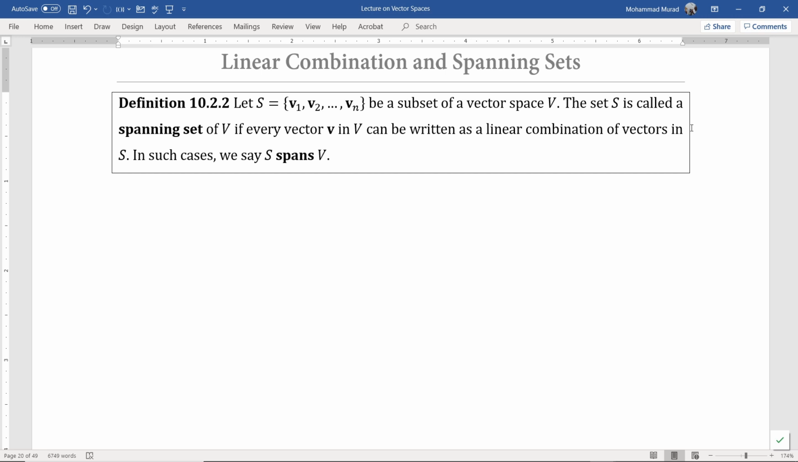Definition: let S be a subset of a vector space V. The set S is called a spanning set of V if every vector v in the vector space V can be written as a linear combination of vectors in the set S. In such cases, we say S spans V.